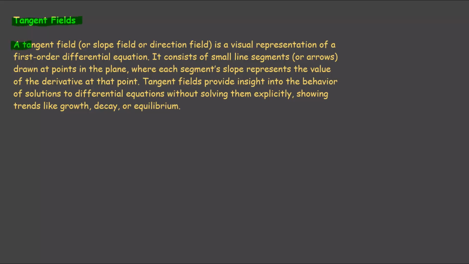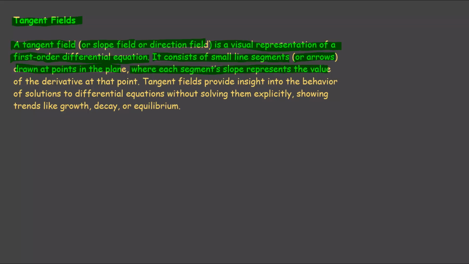Tangent fields. A tangent field, or slope field, or direction field, is a visual representation of a first-order differential equation. It consists of small line segments, or arrows, drawn at points in the plane, where each segment's slope represents the value of the derivative at that point. Tangent fields provide insight into the behavior of solutions of differential equations without solving them explicitly, showing trends like growth, decay, or equilibrium. And this is a good thing because we can't always solve differential equations.